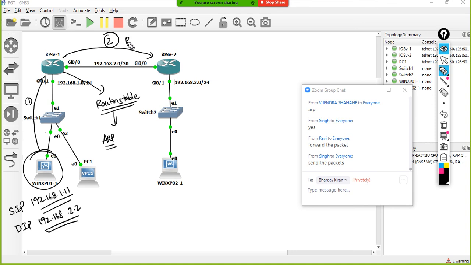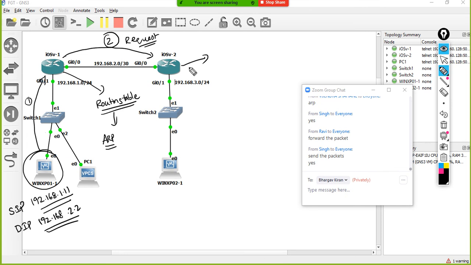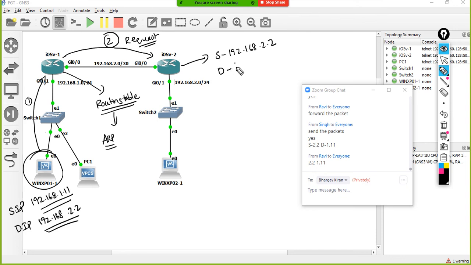So the request went there. Now the reply has to go back. Then what will it do? Whenever it reaches here, who is the source, who is the destination? From router 2's perspective, the source address is 192.168.2.2. The destination is 192.168.1.11. Are you clear, guys?